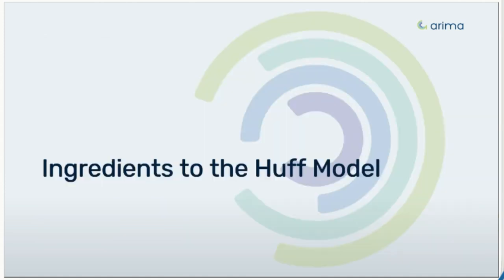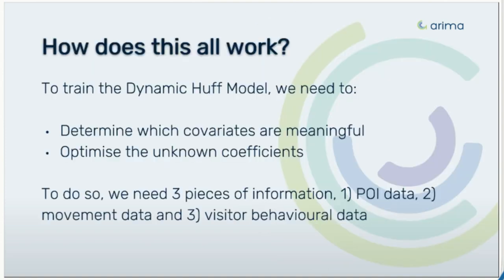All right, now we've looked at the model and how the model works. Let's look at some of the ingredients that go into a model like this. So to train a model like this, we need 2 things essentially. One, we need to figure out which covariates are meaningful. So what factors do you want to include? What's important for the business? As well as some way to optimize and figure out the unknown coefficients.